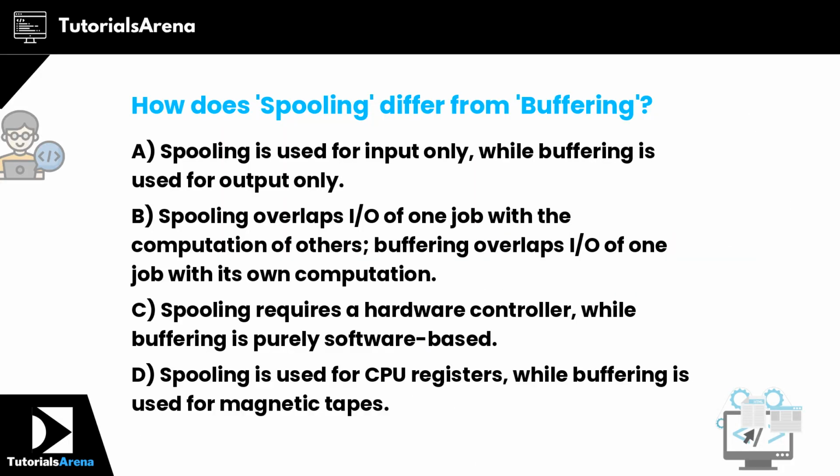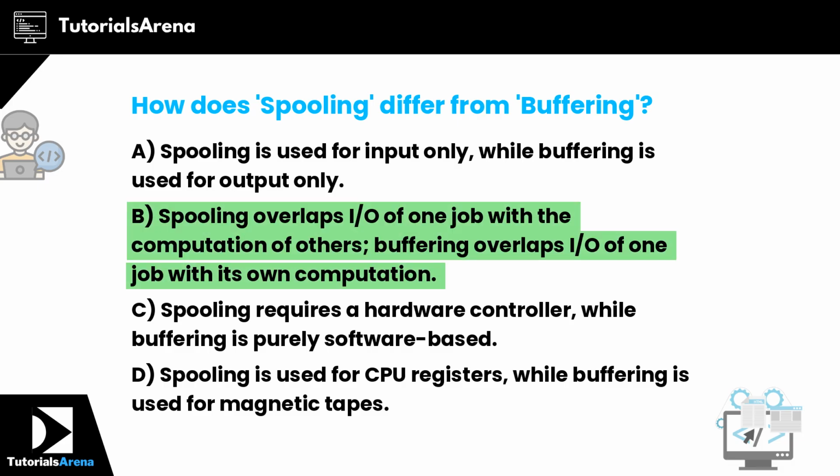How does spooling differ from buffering? The correct answer is option B. Spooling overlaps I/O of one job with the computation of others. Buffering overlaps I/O of one job with its own computation.